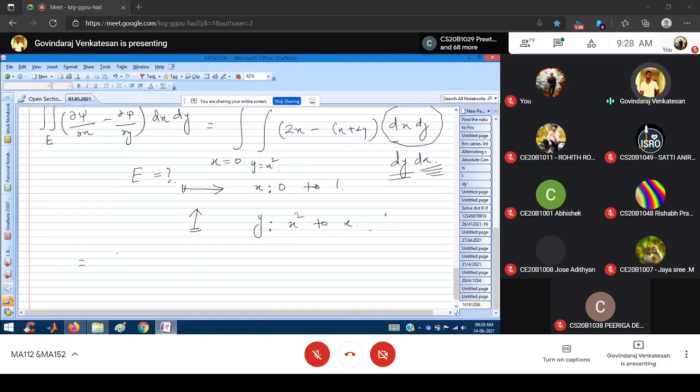So you can solve. The integral over 0 to 1. Integrate the term with respect to y. So we get 2xy minus xy, or simply you can rewrite this as x minus 2y.